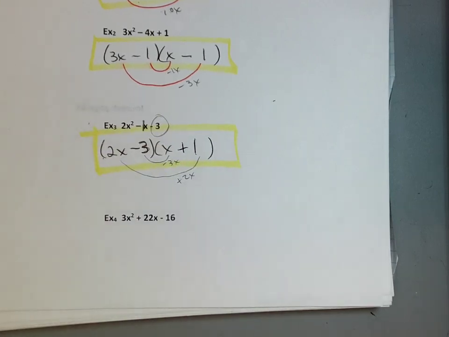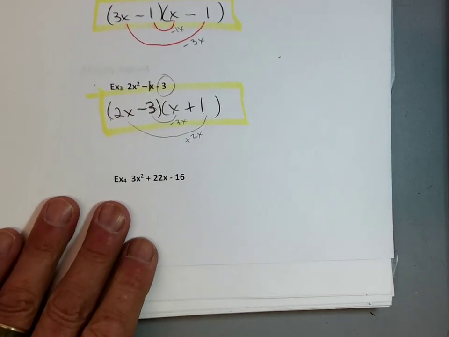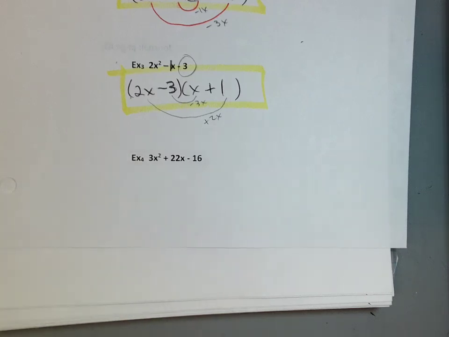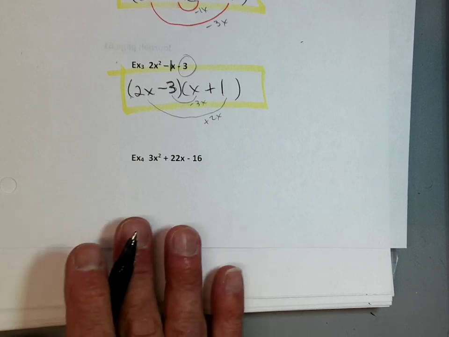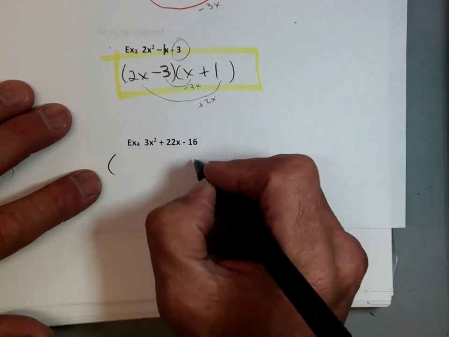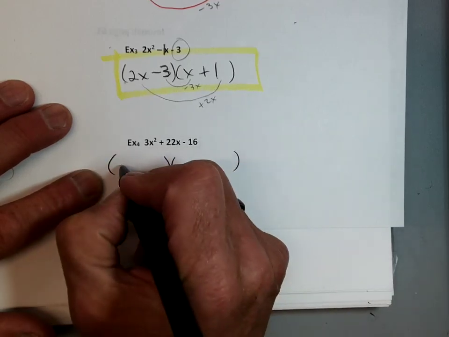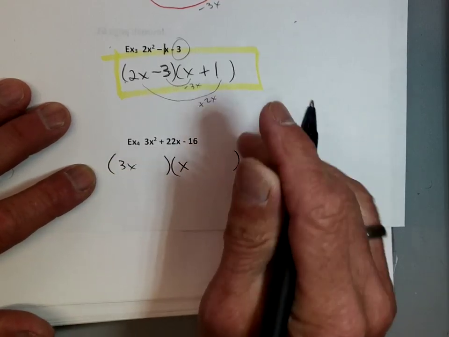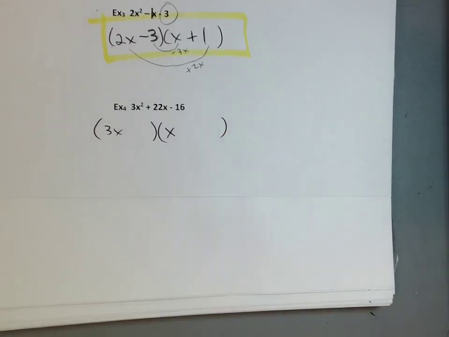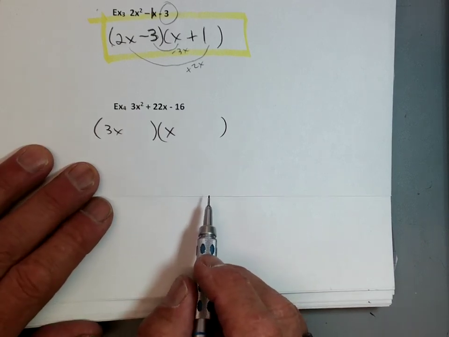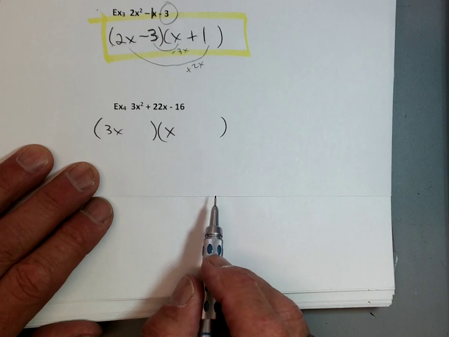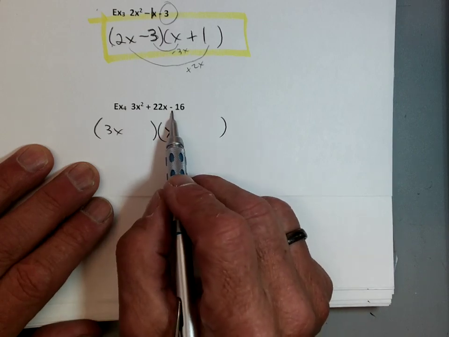All right, now, number 4 is a little bit harder because 16, there's lots of combinations to make 16, right? 4 and 4, 2 and 8, 16 and 1, right? So let's at least start off with what we know. 3x, x, right? You guys agree with that? Now, what times what makes 16? Times 2. Do you want to try 2 and 8? Or negative 2 and negative 8. Okay, negative 2, negative 8. One's got to be positive, one's got to be negative.